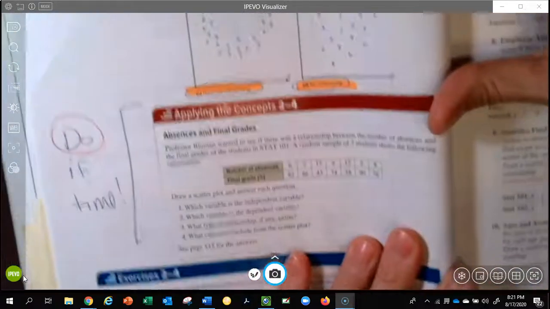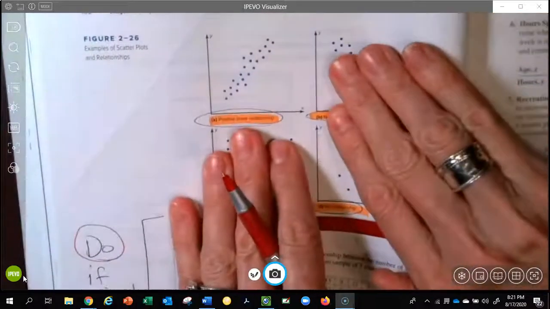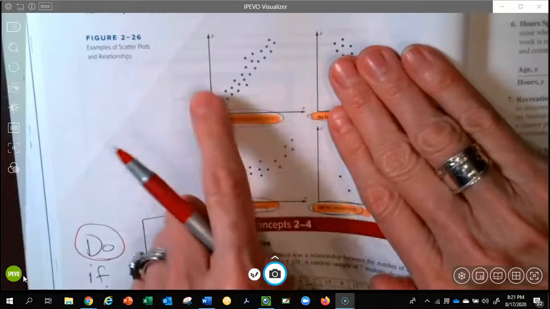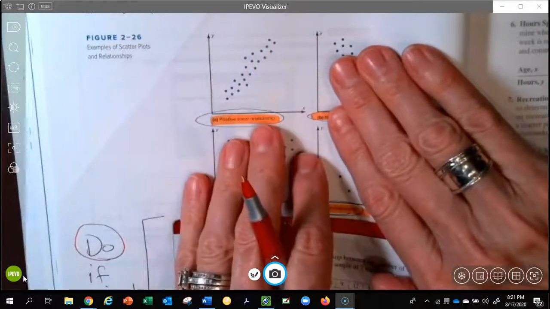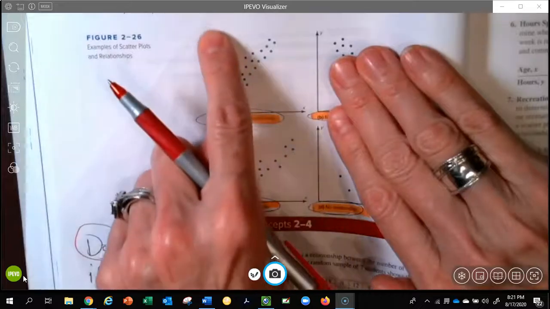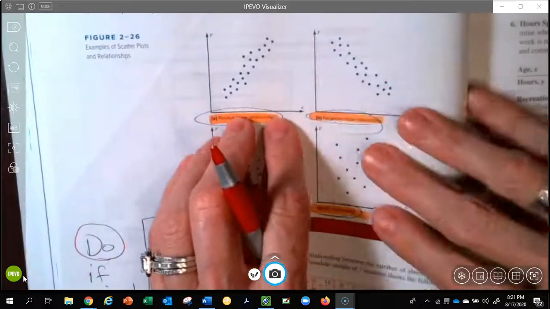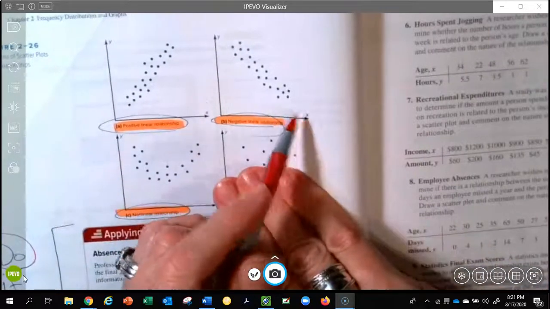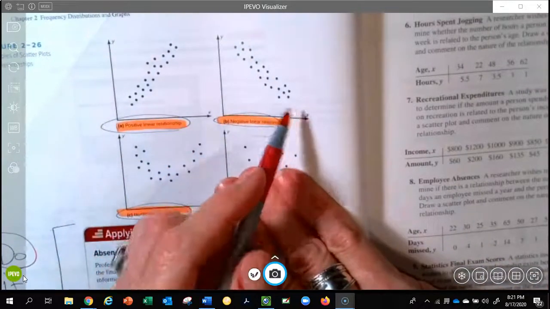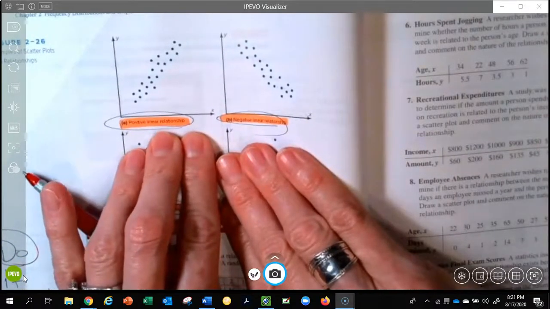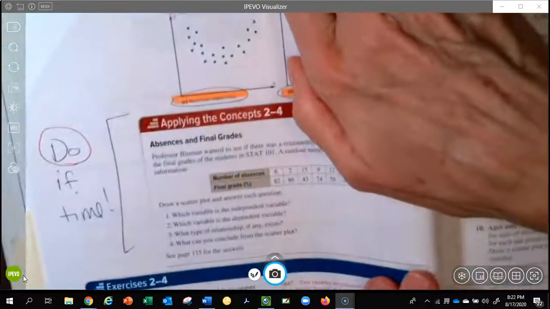So looking here, as you look at this one in this top left corner, it appears that as we go across the x-axis, it looks line-ish and it's going up-ish, and so we can call it positive. As one goes up, the other goes up. It's a positive linear. It appears to be. When you look at this next one, it appears that as the x goes up, the y goes down. That would be a negative relationship, and it looks line-ish. So we can say negative linear.